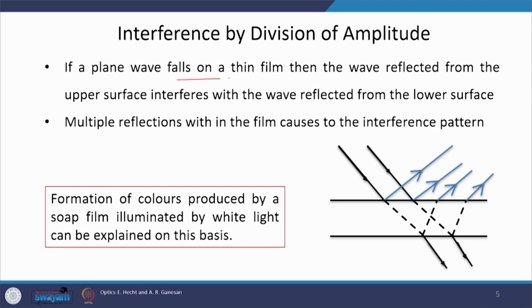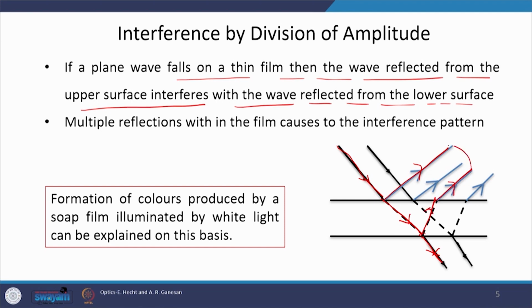Now, if a plane wave falls on a thin film, then the wave reflected from the upper surface interferes with the wave reflected from the lower surface, which can be easily understood from this figure. The wave is falling here, a part is getting reflected, a part is getting transmitted, and at the lower interface again a part is getting transmitted and a part is getting reflected. Now, these two parts may interfere.